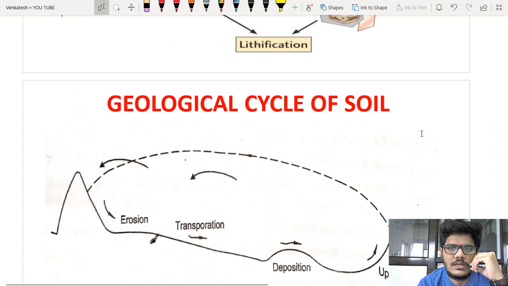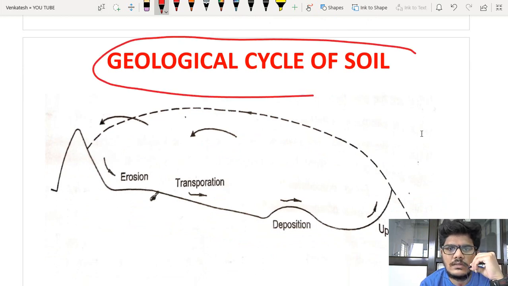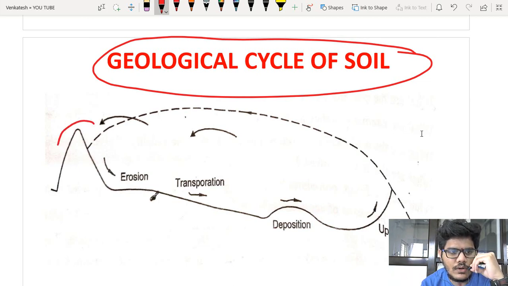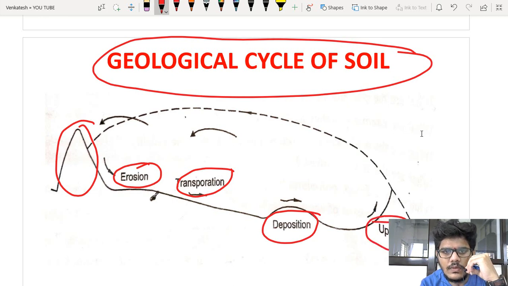So coming to the last one, the geological cycle. The geological cycle is responsible for the formation of soil from rock as well as from soil to rock and rock to soil. So this terminology is important. For example, this is a rock. By erosion, and by transportation and by deposition and upheaval. So what is this?